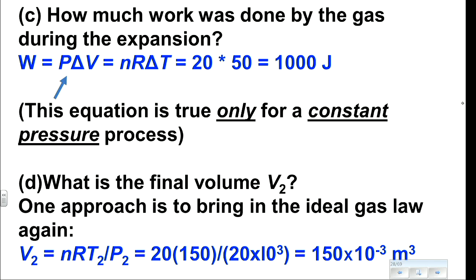Any questions? And homework provides you more chances to practice. The logic is always the same.